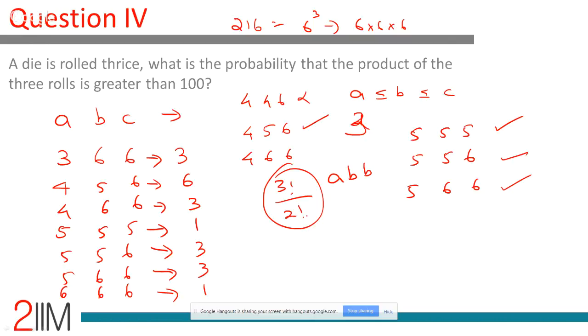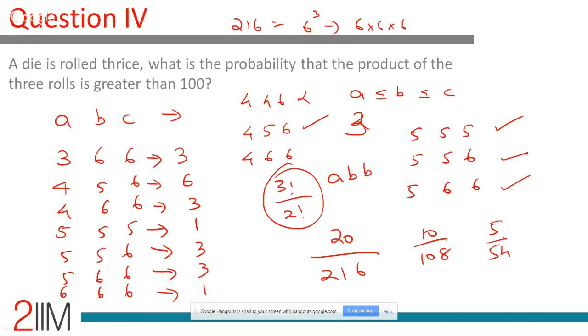Once you crack the fundamentals, I'm just doing this part mechanically. 3 plus 6, 9. 9 plus 3, 12. 12 plus 1, 13. 3, 16, 19, 20. 20 by 216, whatever that term will be. 10 by 108, 5 by 50. The product should be more than 100.